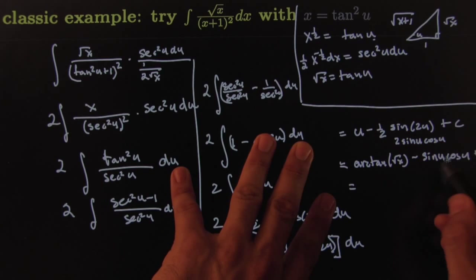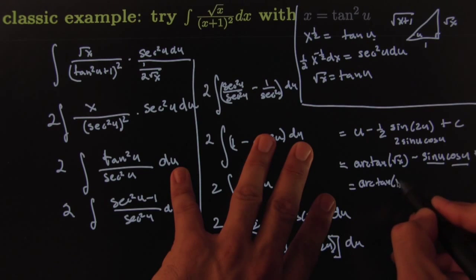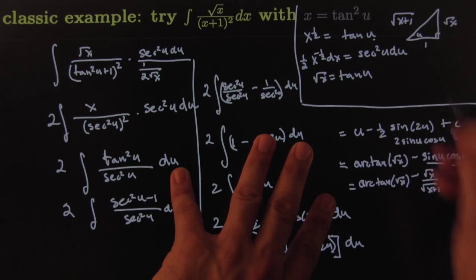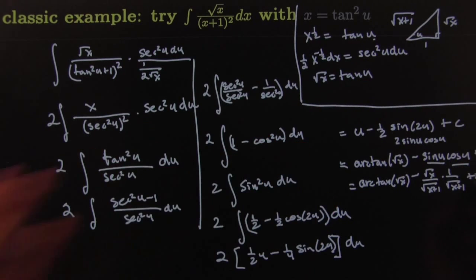And now I can look at this triangle, I can easily figure out what sine of u is, and I can easily figure out what cosine of u is. So this becomes arc tangent of the square root of x minus sine. Sine would be this ratio, so it would be the square root of x over square root of x plus 1, times cosine. Cosine is this ratio, 1 over the square root of x plus 1, plus a constant.